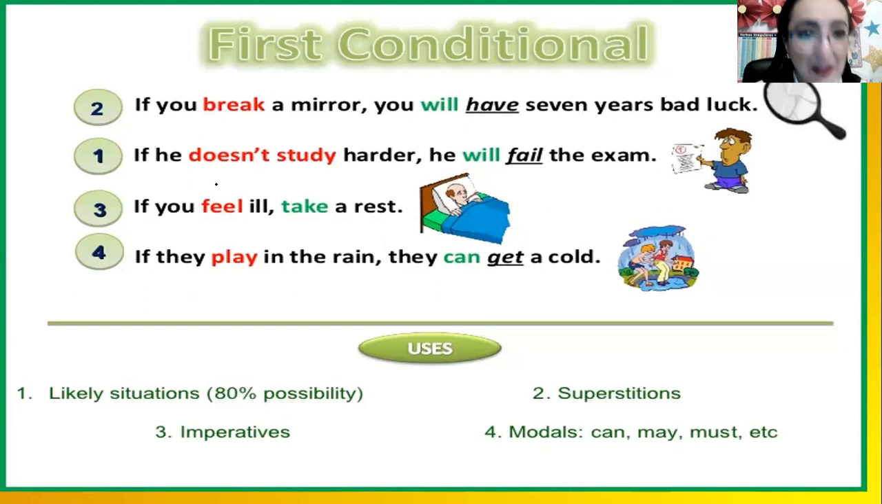First conditional. If you break a mirror, you will have 7 years of bad luck. You are like warning, okay? You will have 7 years of bad luck if you break a mirror. If he doesn't study harder, he will fail the exam. Luis will fail the exam if he doesn't study harder. You are warning. If you feel ill, take a rest.